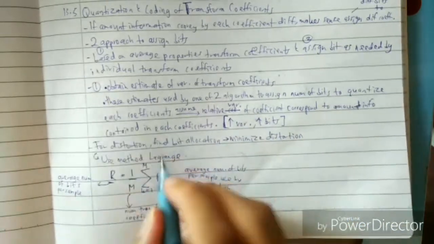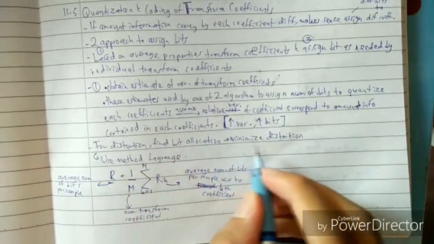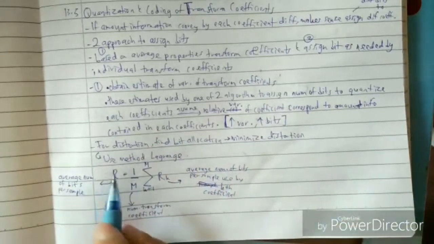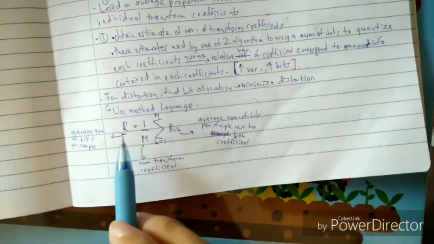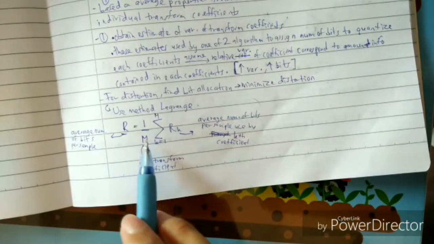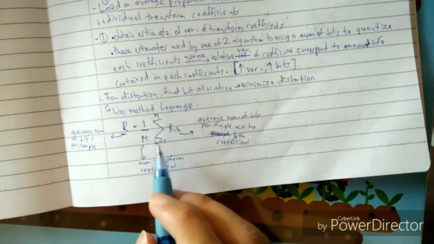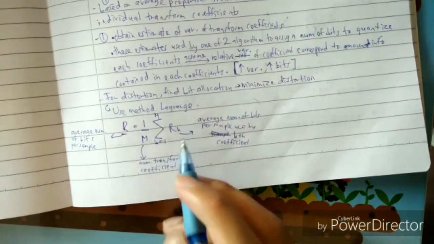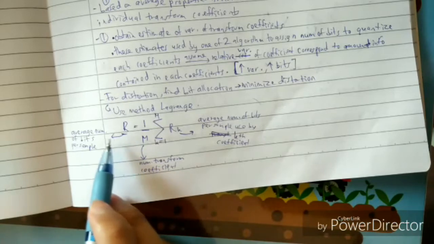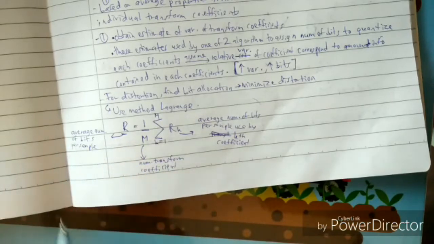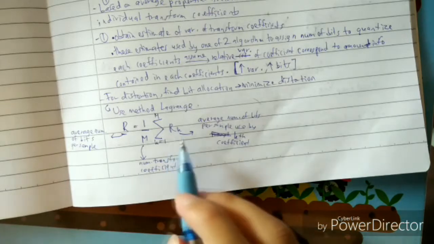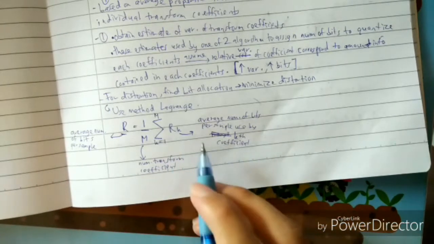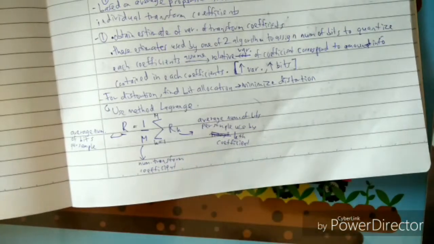For distortion, find the bit allocation that minimizes the distortion by using the Lagrange method. For the formula, we can use R equal to 1 over M, sum from k equal to 1 to M of R_k. Here, R represents the average number of bits per sample, M represents the number of transform coefficients, and R_k represents the average number of bits per sample used by the k-th coefficient.